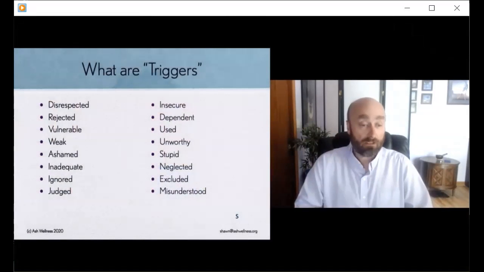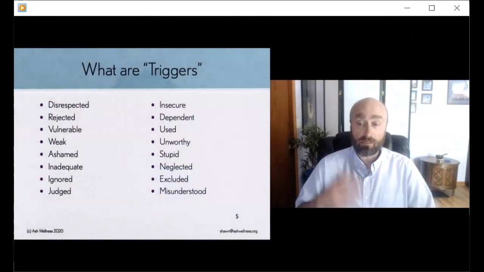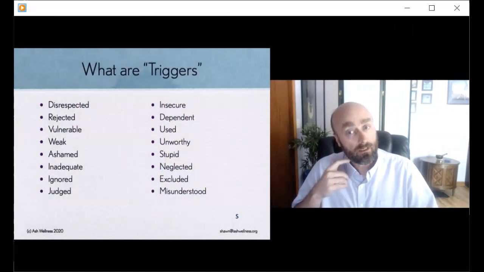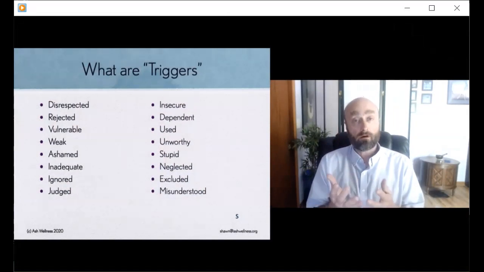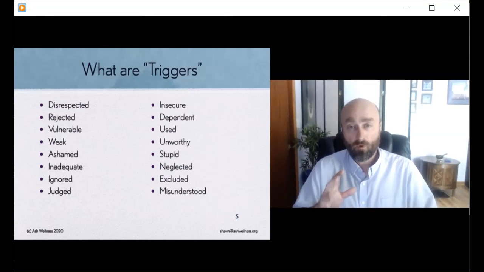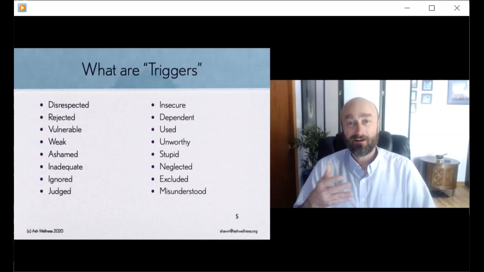And so Marianne just brought up the concept of triggers. I'm just going to read out this list and see if it sounds like a trigger to you. Disrespected, rejected, vulnerable, weak, ashamed, inadequate, ignored, judged, insecure, dependent, used, unworthy, stupid, neglected, excluded, misunderstood. So the question becomes, how do we avoid our clients experiencing this from us? And also, when have you ever felt one of these things because of how a client was working with you, or a colleague, or a boss? Yeah. And oh, I know I have.